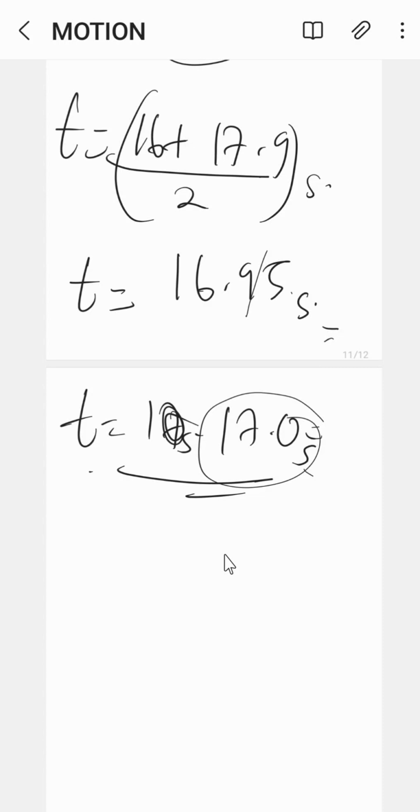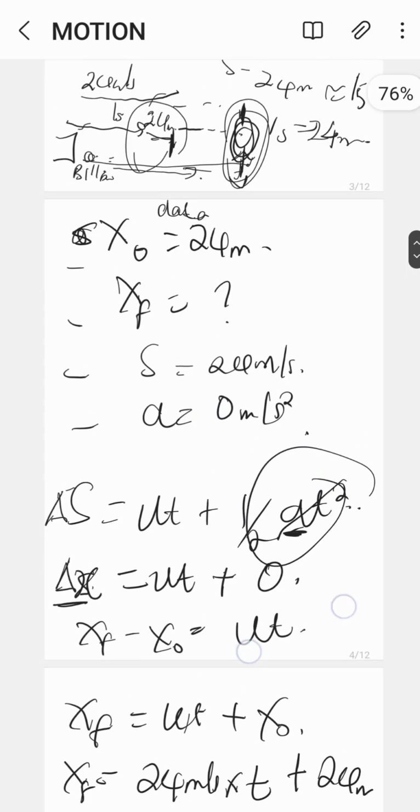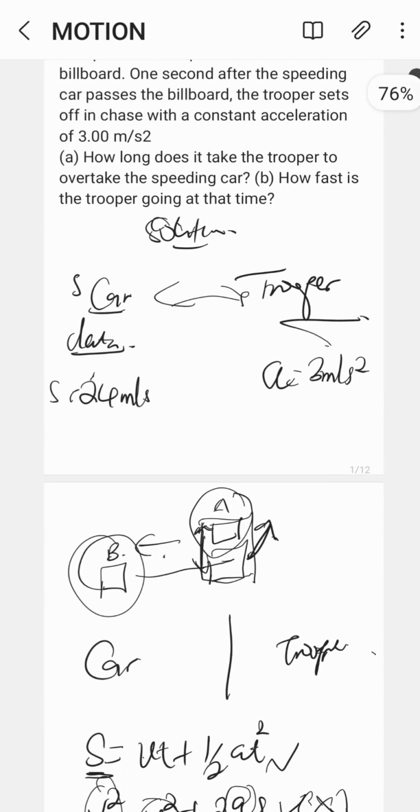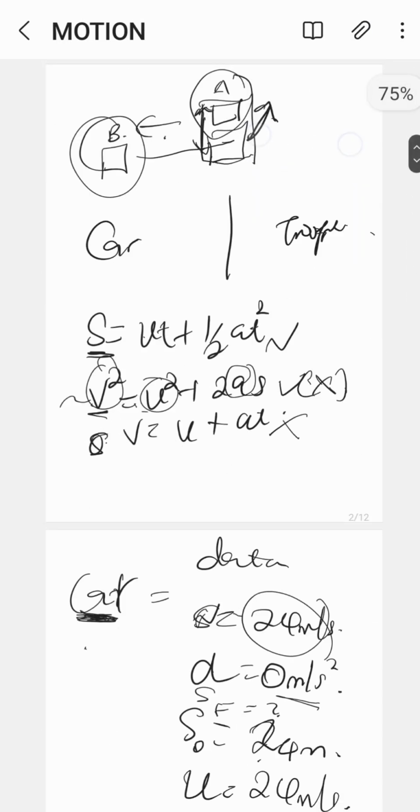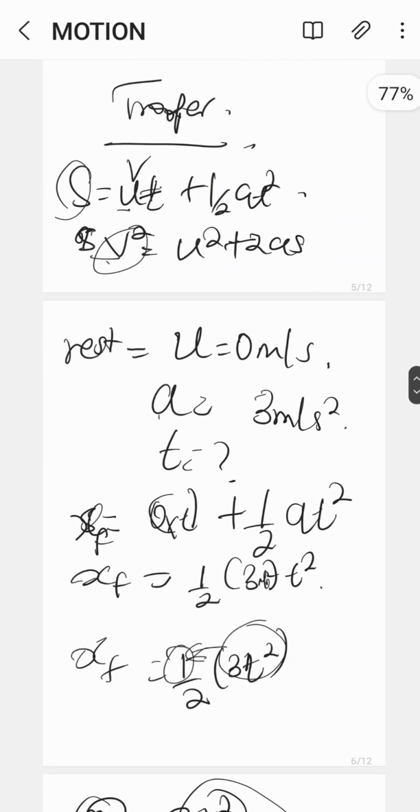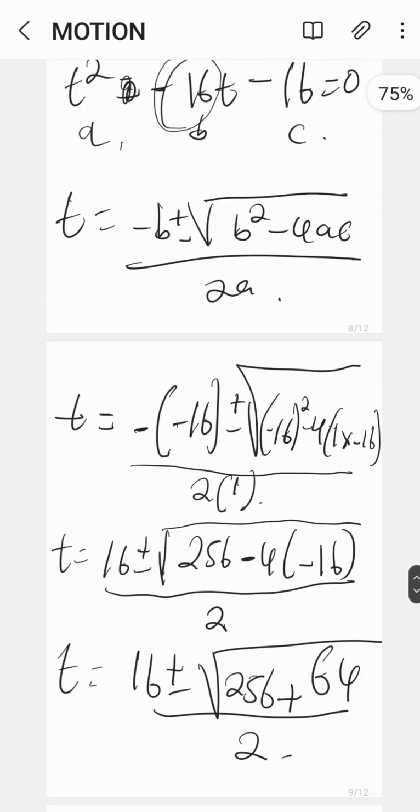Okay, let's continue. So now we find the time at which the distances can equate, which means that is the time that we are concerned with, and that is how long it will take the trooper to have reached the car and then overtake it. All right, 17 seconds. All right, so now what is our next question? So we continue.